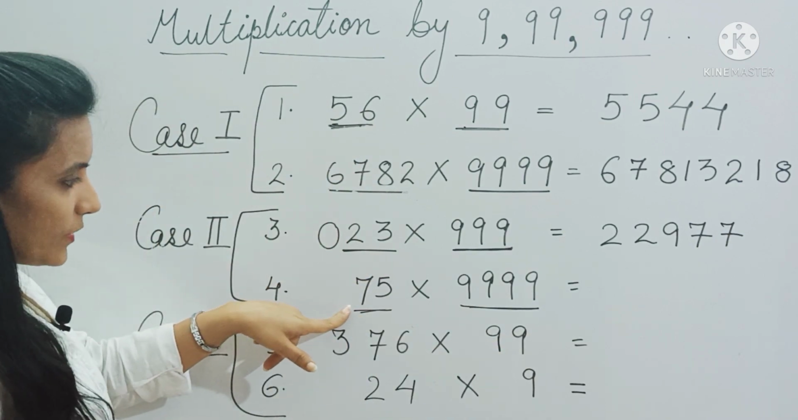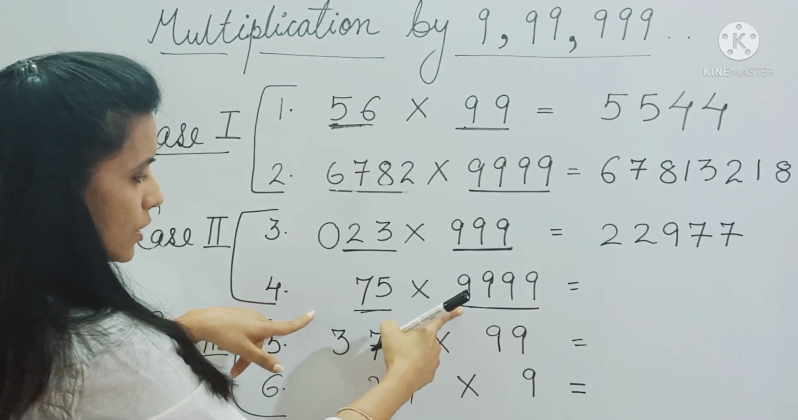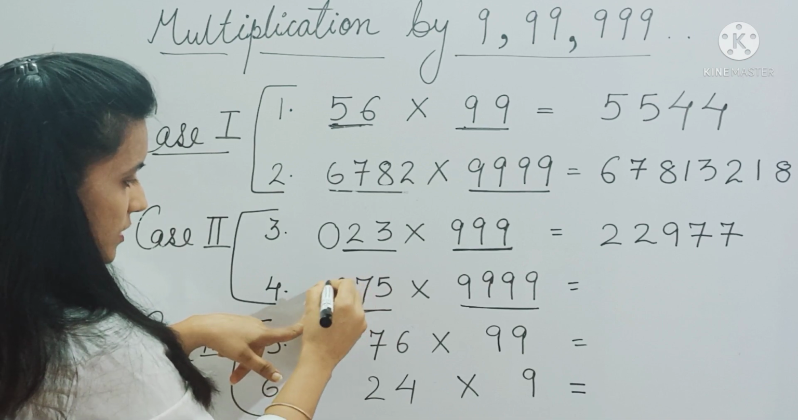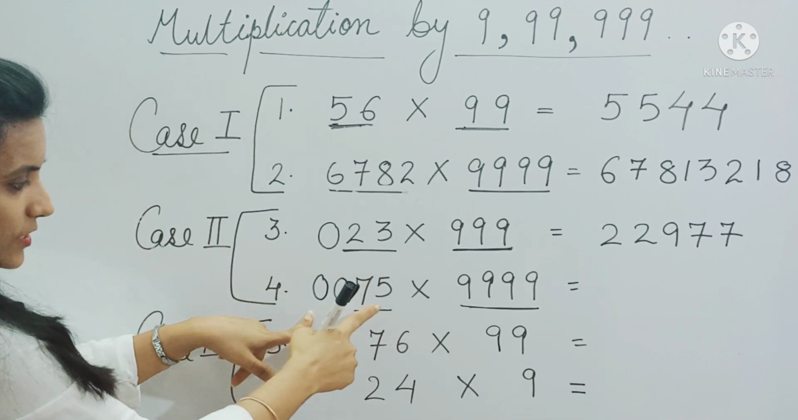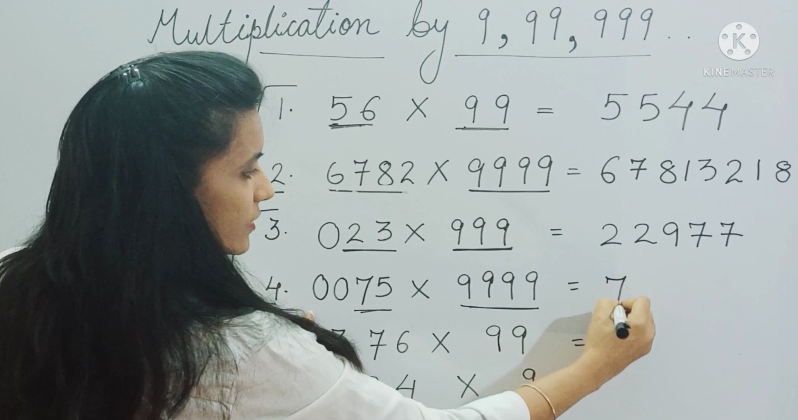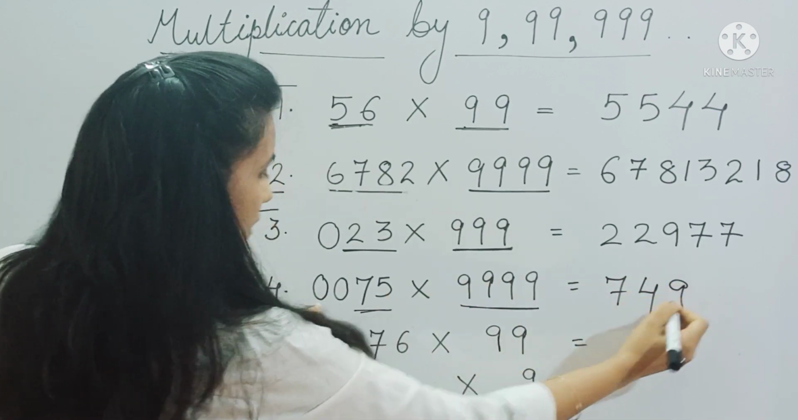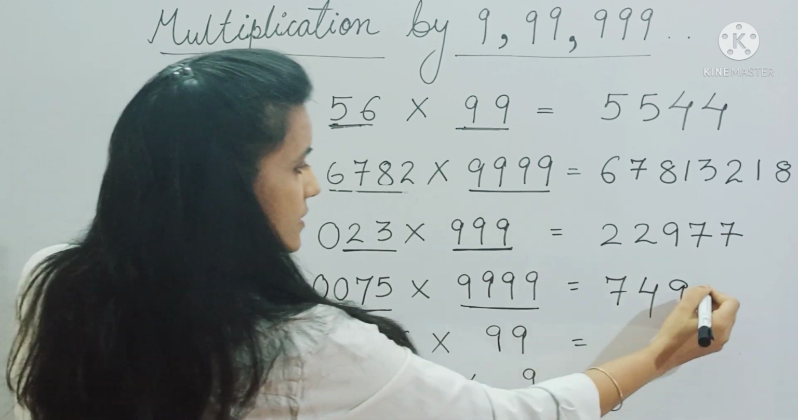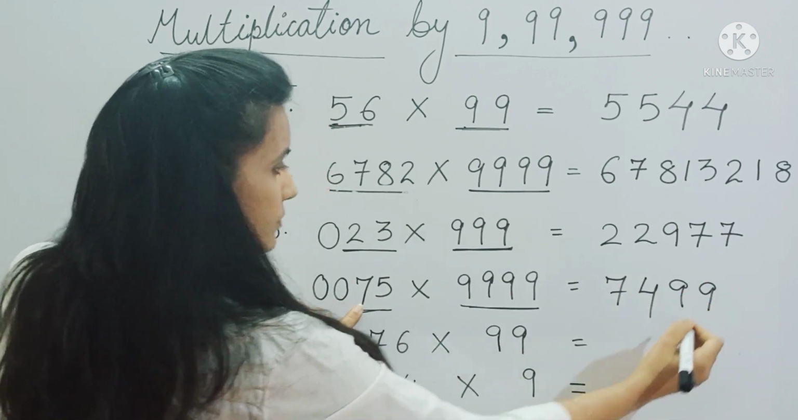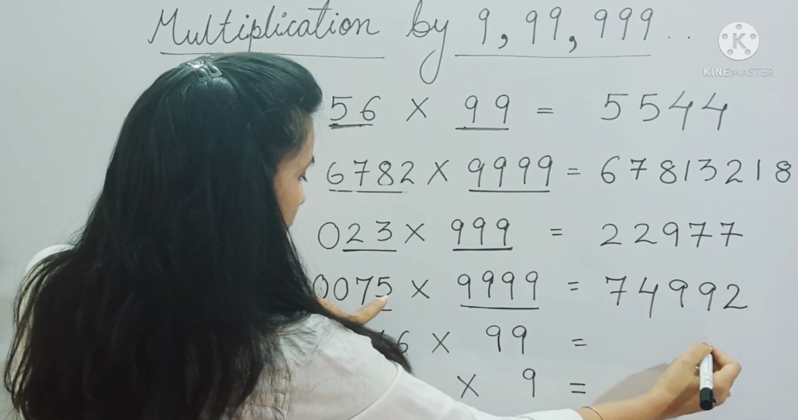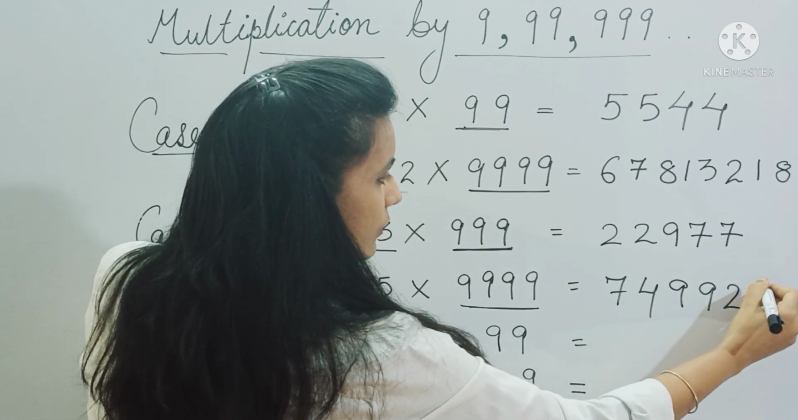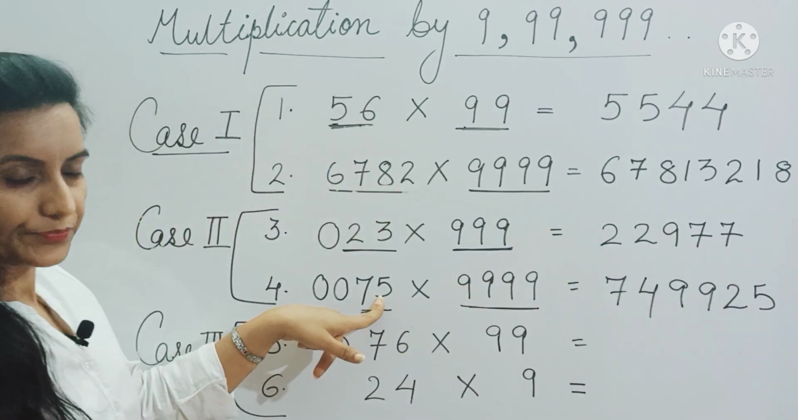Same thing you have to apply here. You have 4 digits here. So let's make this also 4 digits by adding 2 zeros. Now 75 minus 1 is 74. And 0 plus 9 gives you 9. Then this 0 plus 9 gives you 9. 7 plus 2 gives you 9. And 5 plus 5 gives you 10.